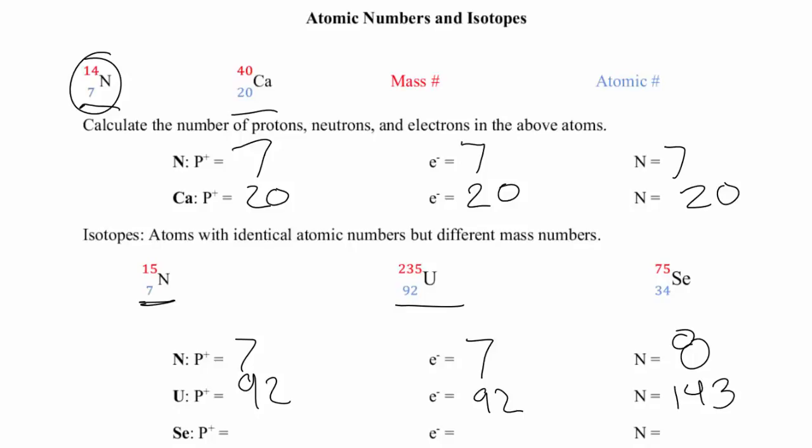The very last symbol is Se, and this represents a selenium atom. The selenium atom has a mass number of 75 and an atomic number of 34. So that means the selenium atom has 34 protons, 34 electrons, and the number of neutrons can be calculated by taking 75 minus 34. So the number of neutrons is equal to 41. That will conclude the topic over atomic numbers and isotopes.